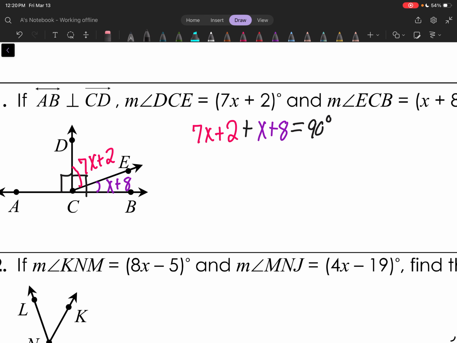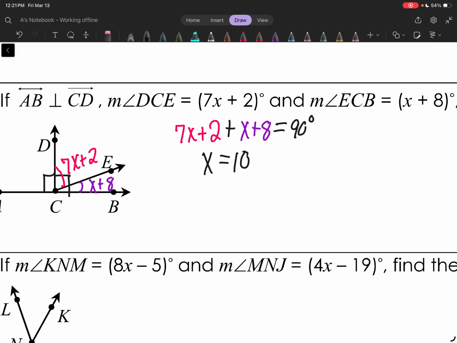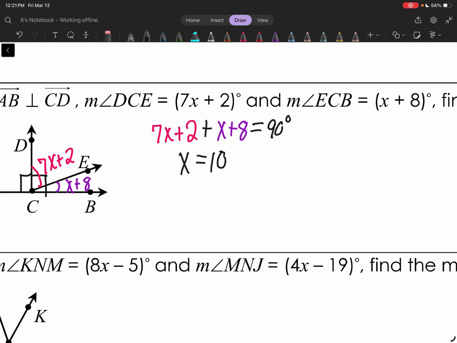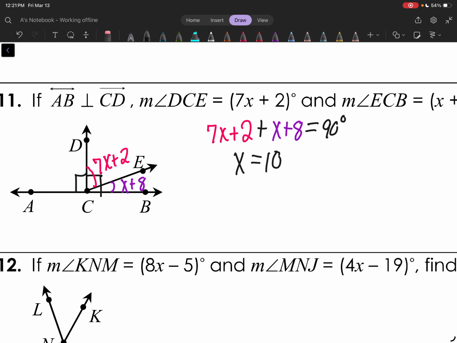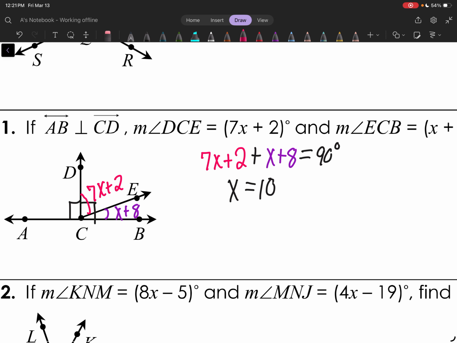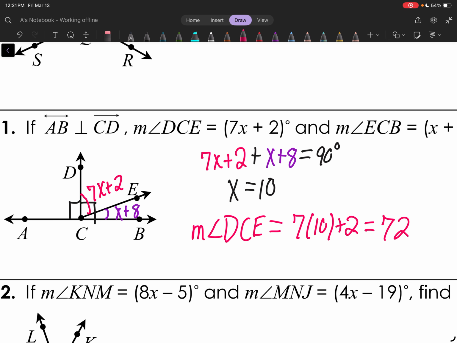8x plus 10 equals 90, 8x is equal to 80, x is equal to 10. However you want to solve it, there you go. From here, find the measure of DCE, which is the pink written stuff. Measure of angle DCE is equal to 7 times 10 plus 2, 70 plus 2, 72 degrees, and I am finished.